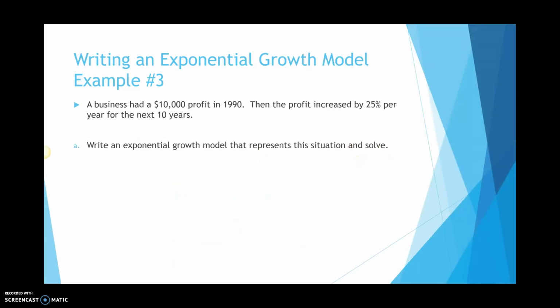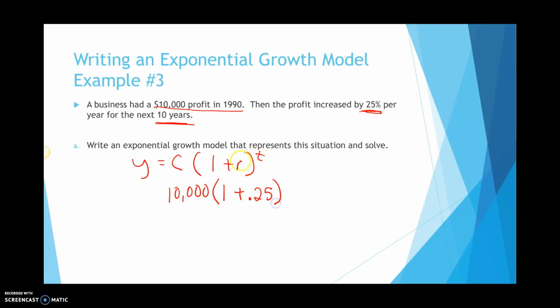Last example here, we are going to write the equation again and solve. It says a business has a $10,000 profit in 1990. Then the profit increases by 25% per year for the next 10 years. Write an exponential growth model that represents the situation and solve. So again, it's y equals C, 1 plus r raised to the t power. What is my starting cost? My starting cost is $10,000. Then we multiply that by 1 plus my rate. My rate is 25%, but 25% as a decimal is 0.25. Raised to the t number of years, that's 10 years.